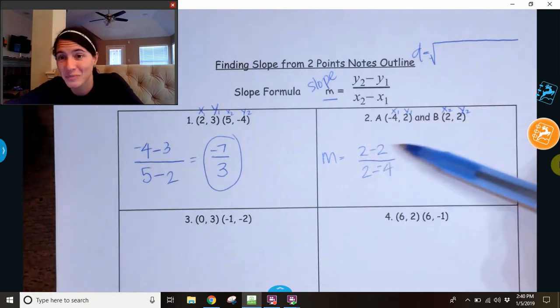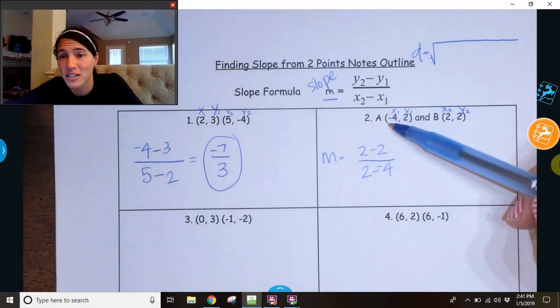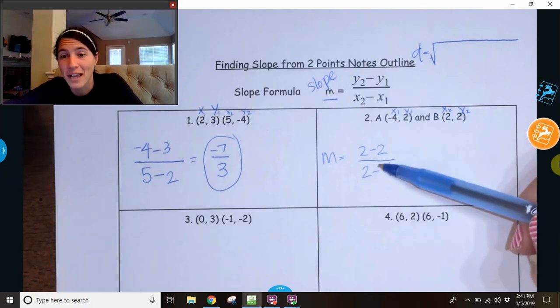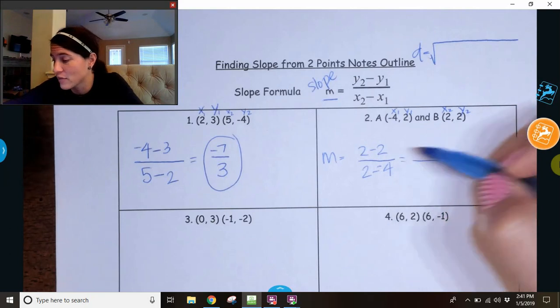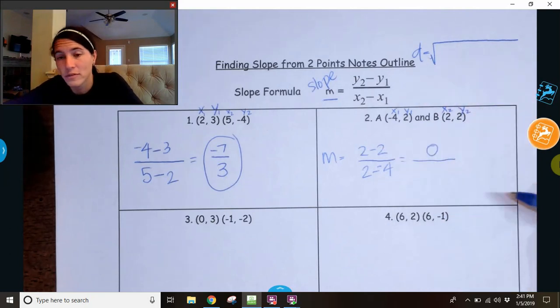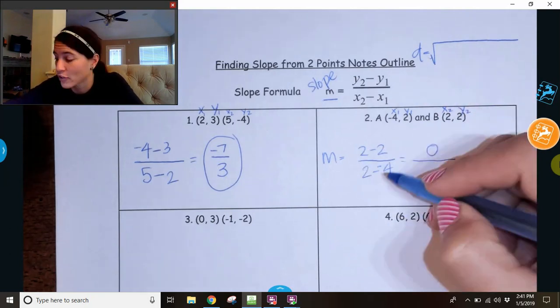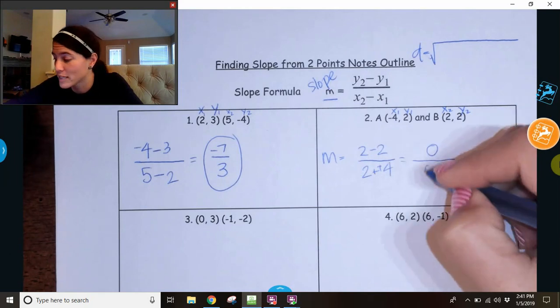So a couple of things here. It still is going to be minus, and notice how it was a negative. So minus a negative 4, and that's okay. Go ahead and write it in, and now we simplify. 2 minus 2 is 0. 2 minus a negative 4, that would be plus a positive, would be 6.